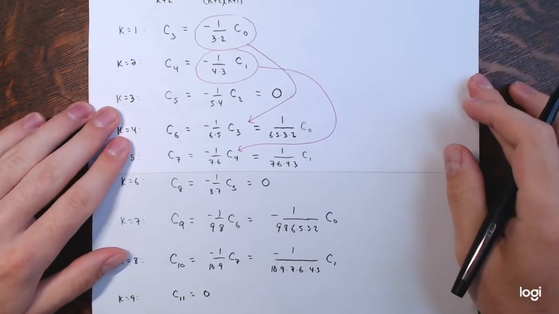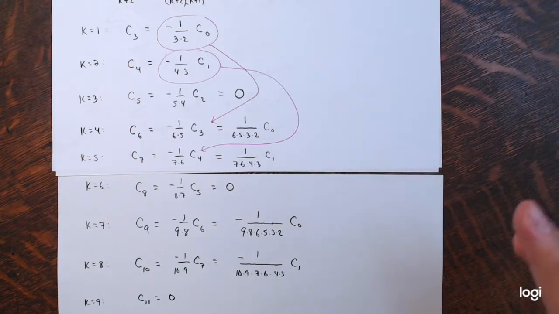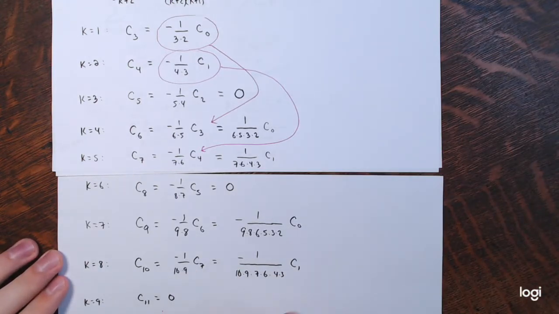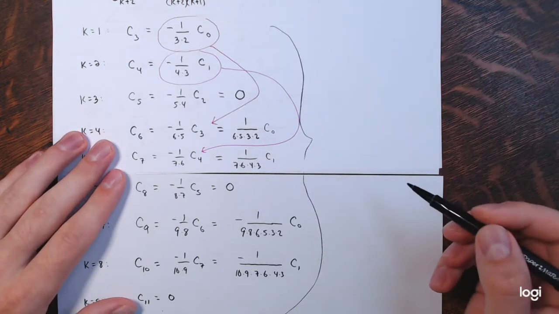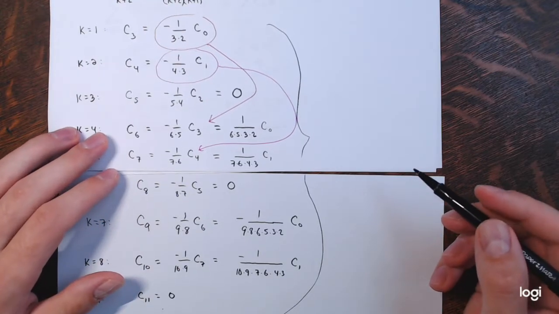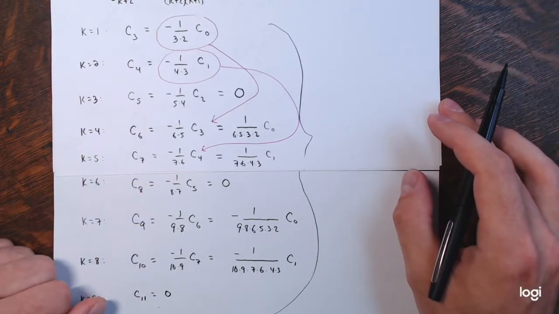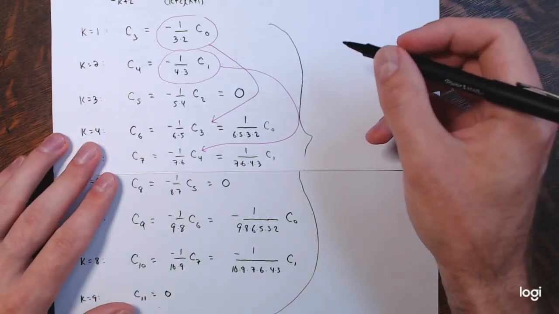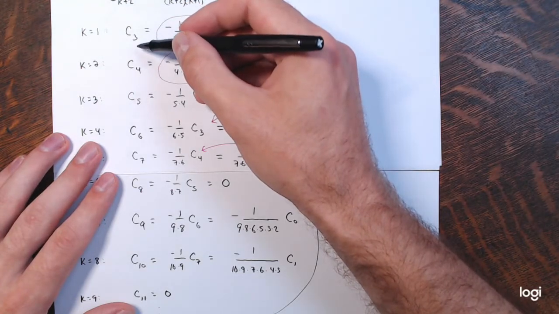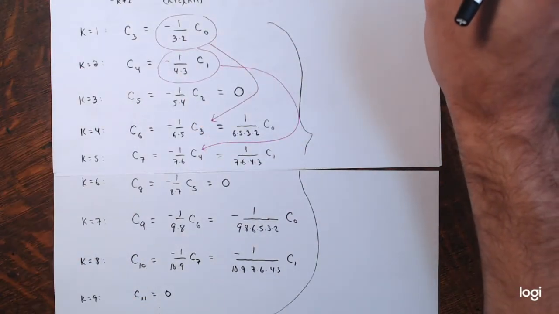So I guess I could break this up into 3. I'll keep this to go forever. I could break this up into 3 things based on the value of the subscript here. So like if you're a multiple of 3 or a multiple of 3 plus 1 or a multiple of 3 plus 2.